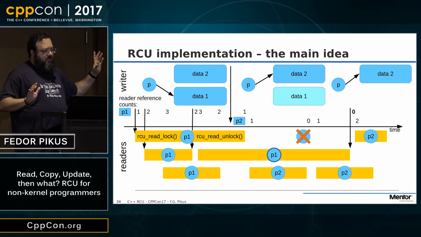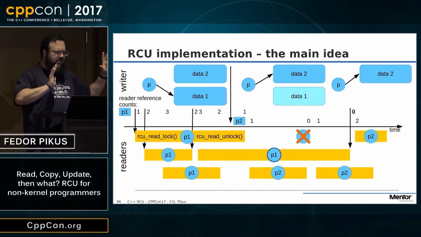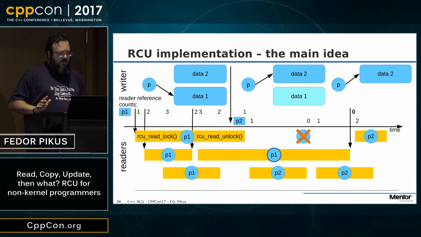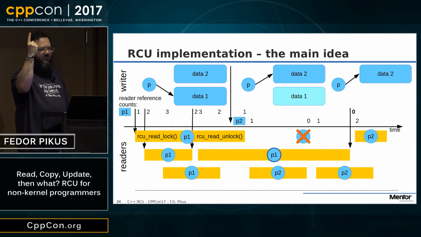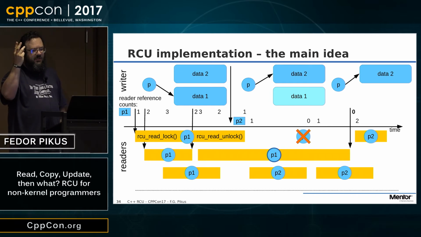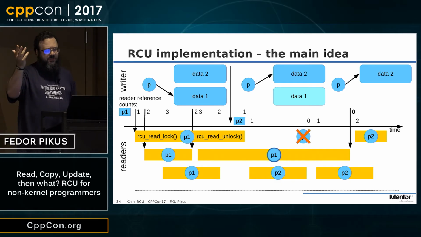I'm going to count how many readers currently have P1. For now, let's say that it's just a reference count. So the first reader called read-lock, and P1 was the current value of P, so I have one reader with P1. Second reader calls read-lock, 2, third reader, 3. One of the readers exits the critical section, gives up its copy of P1, so 2, but another reader comes in, so now 3, and it goes up and down.